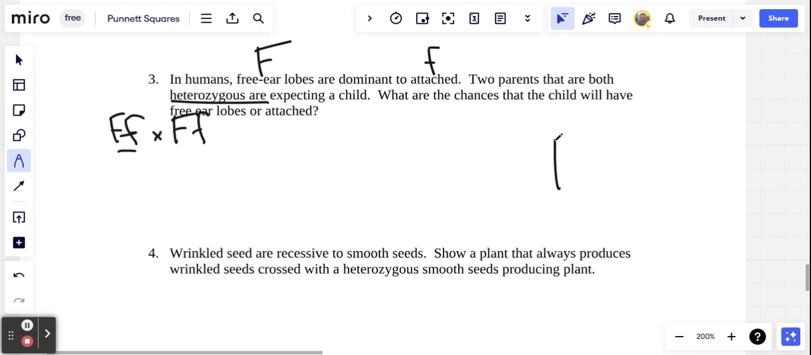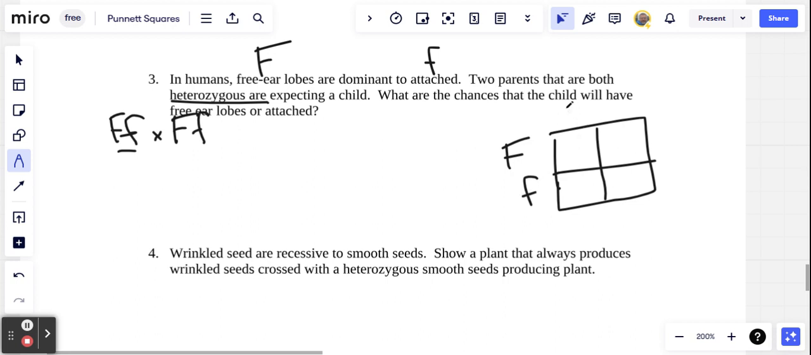Then we just write the square. One parent is this, one parent is this. Then you put each allele: capital F from this side, lowercase f from the top. Then capital F from this one, lowercase f from the side. And then we have two lowercases, this one and that one, right?